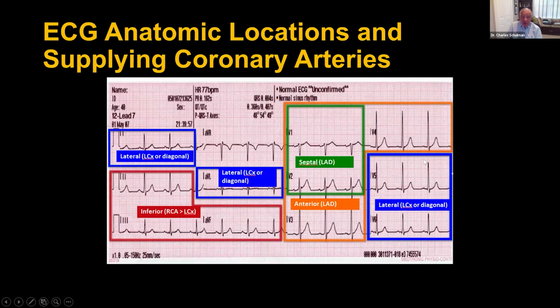And this shows the different anatomic locations and the supplying coronary arteries. So leads 2, 3, and aVF are inferior, mostly the right coronary, but sometimes the left circumflex.